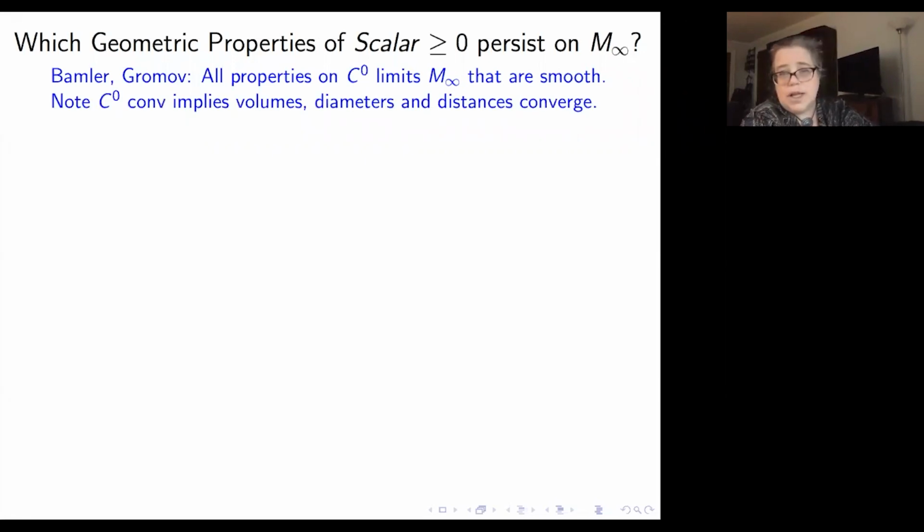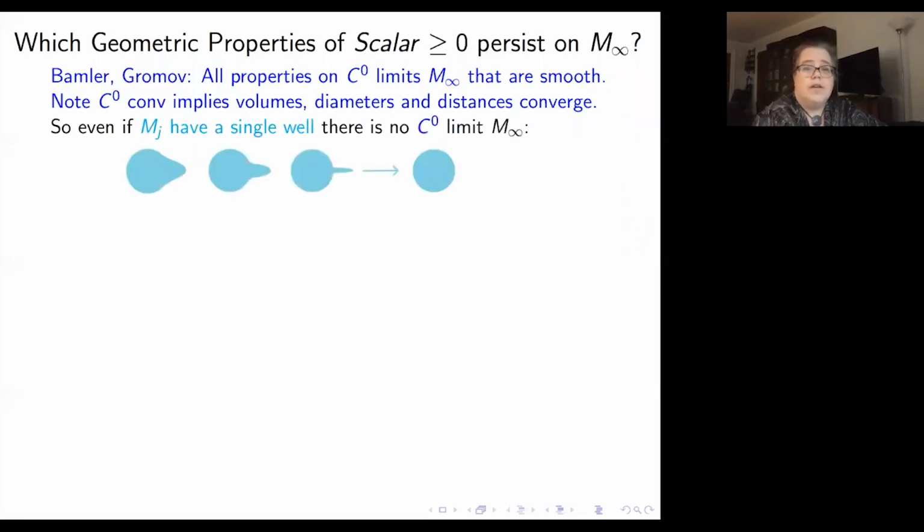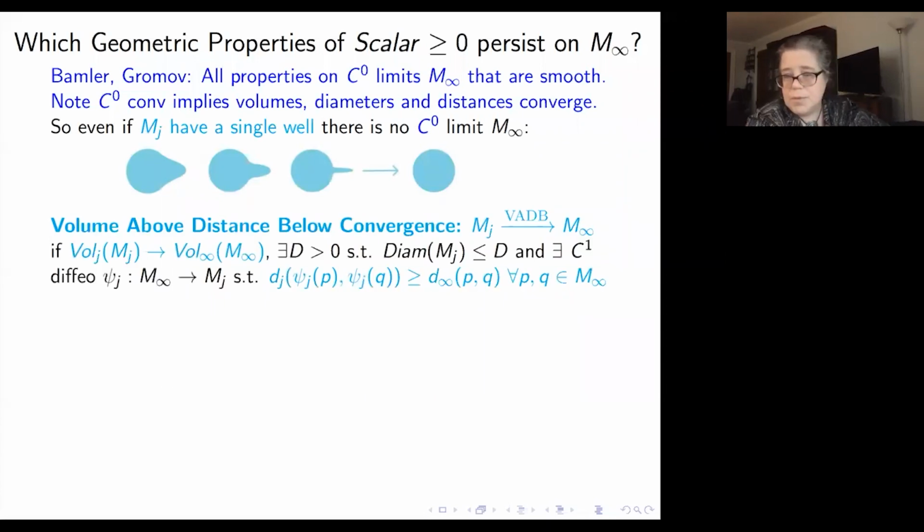But note that C0 convergence implies that the volumes, diameters, and distances converge. And so perhaps those are more important notions than to require C0 convergence completely. Maybe we should be able to get some results without assuming C0 convergence. Recall that our classic examples do not converge in the C0 sense. So if you have just a single well, there's no C0 limit, but you have what we call volume above, distance below convergence. So volume above, distance below convergence is a notion of convergence that says, let's assume the volumes converge. Let's assume the diameters are uniformly bounded above. And let's assume there's a C1 diffeomorphism, psi_j from M infinity to M_j, such that the distances are bounded on one side.